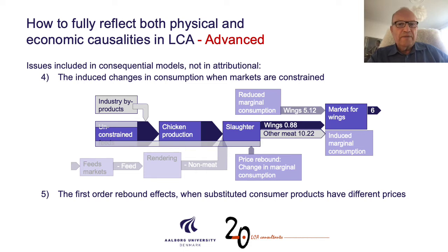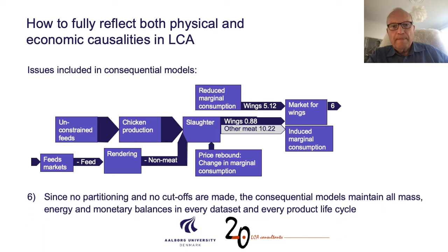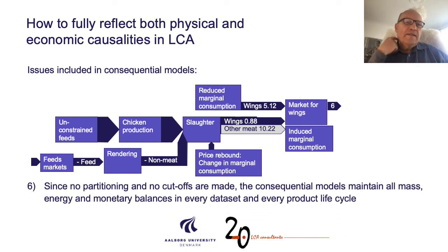So altogether, what you can see is that compared to the consequential system, the attributional system is quite amputated. Since no partitioning and cutoffs are made, the consequential model maintains all mass, energy, and monetary balances in every data set and in every product lifecycle.